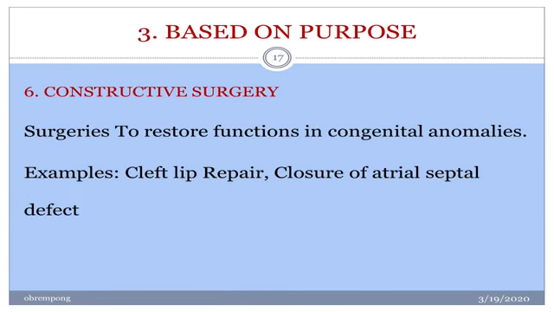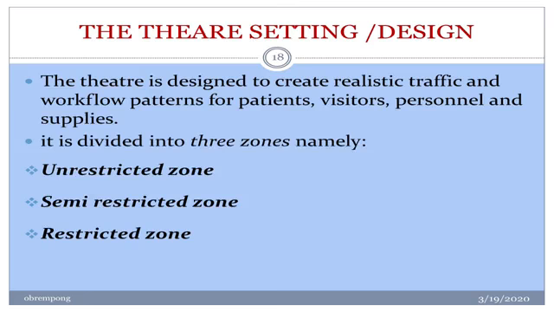So we can also look at constructive surgery. We talked about reconstructive, so now we are looking at constructive surgery. Constructive surgeries are surgeries to restore function in congenital anomalies. So for example, we have cleft lip repair and closure of atrial septal defect, as I said earlier on. We talked about all these things earlier. So we are constructing it. The individual has a problem with it, a hole in the heart and all those things. So we have to construct it for the individual.